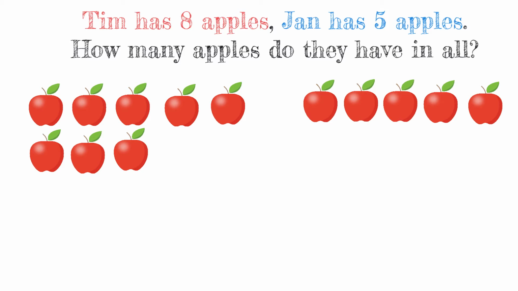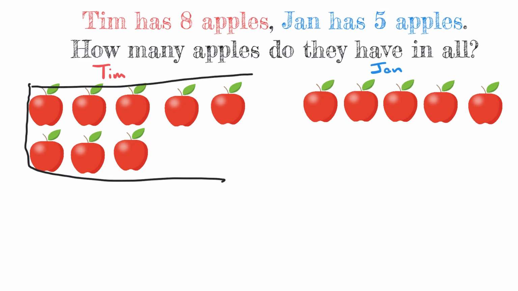Let's label these first. So we know that Tim has 8, so let's put Tim here over our 8 apples, and we know that Jan has 5. Let's put Jan over here, over the 5 apples. We're going to do this the same way we did with our 9s, where we found 10 from the 9. We added 1 onto that 9 to make 10. We're going to add the 2 onto the 8. So let's make that group of 8. So here's our 8. And then we're going to include 2 more from Jan onto this to make our 10.